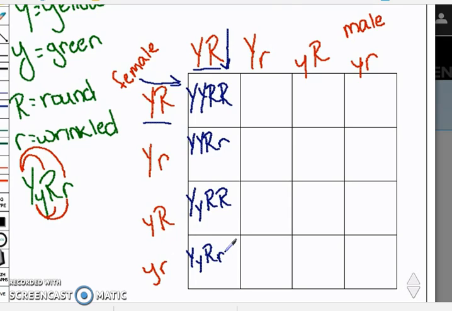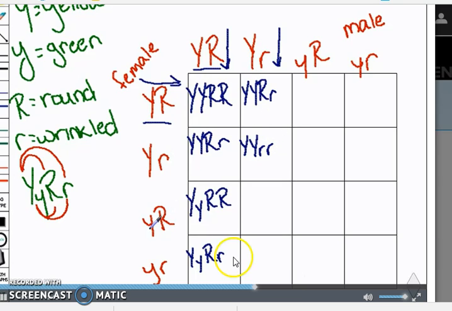Continue this pattern again, except in this row, we're going to use these two. Capital Y, capital Y, capital R, lowercase r. Most commonly, the capitals are written first just to make it easier. Capital Y, lowercase r, capital Y, lowercase y.